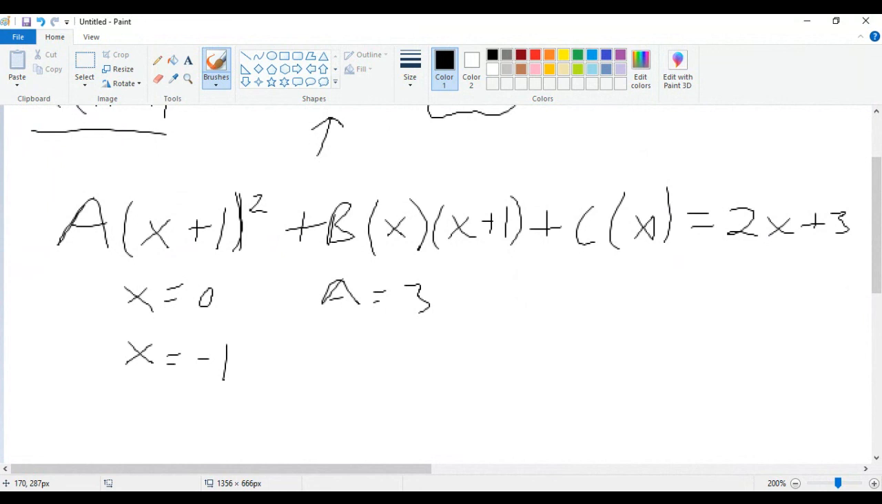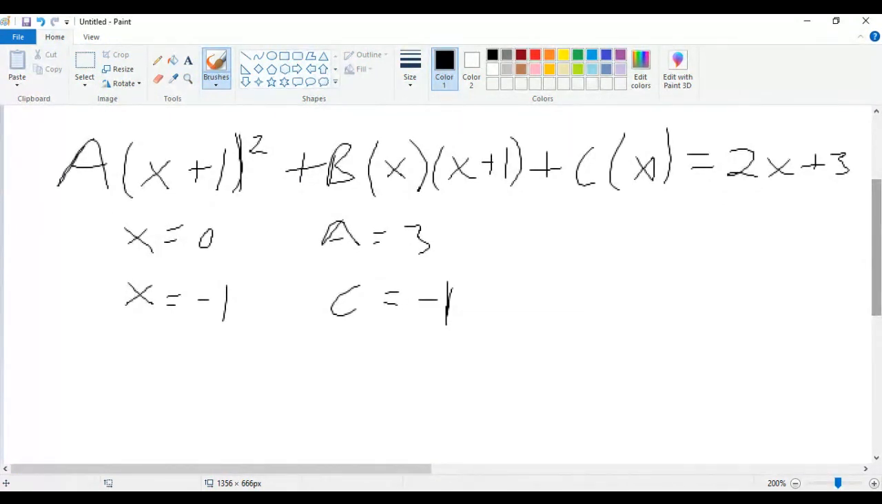Then negative c is equal to positive 1. So c is equal to negative 1. And lastly, we have a couple of options. We can either plug in another value of x and then use the values of a and c that we've already found, or we could try and match coefficients of this equation.